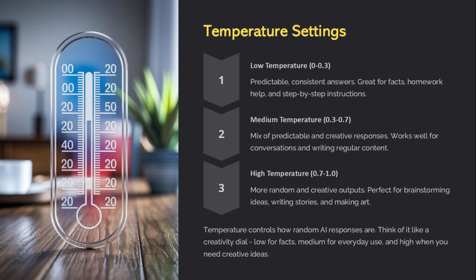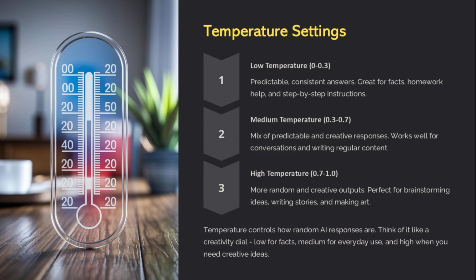Temperature works like a creativity control for AI. Low settings, 0 to 0.3, make predictable responses like you'd want for homework help or looking up facts. Medium settings, 0.3 to 0.7, give a good balance for everyday conversations. High settings, 0.7 to 1.0, create more varied and surprising responses when you're looking for creative ideas. Choose the right temperature based on what you need, lower for accuracy, higher for creativity.